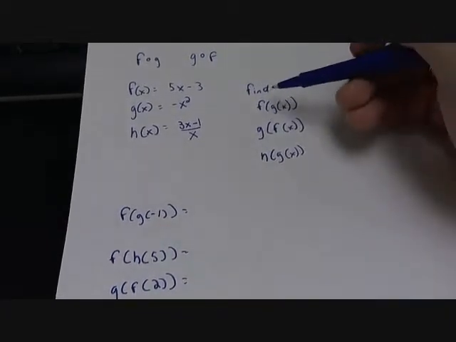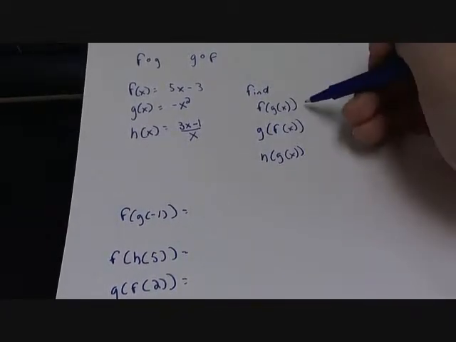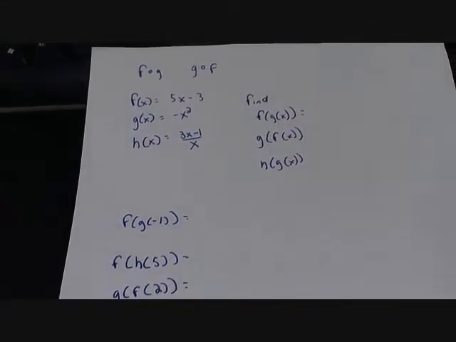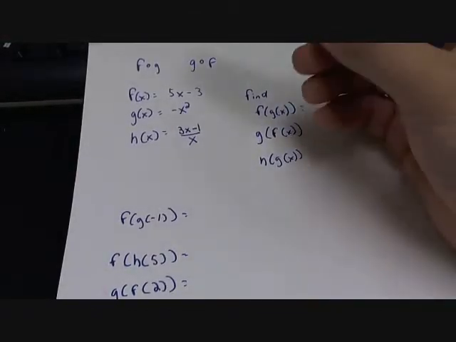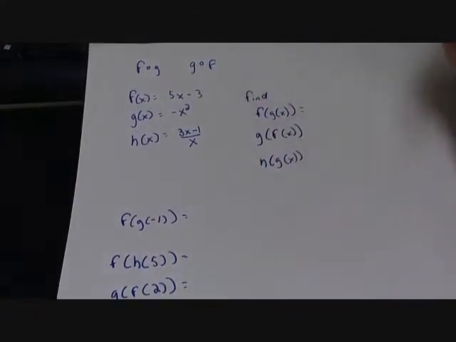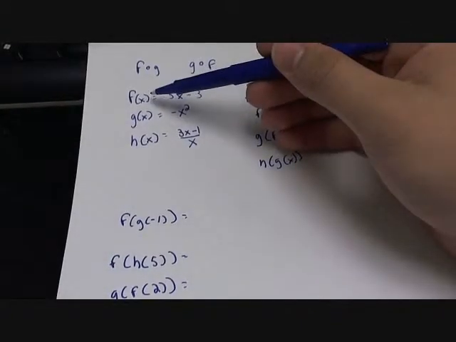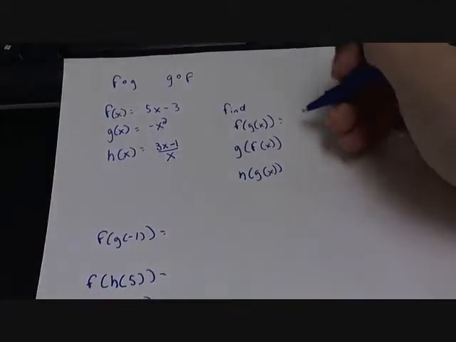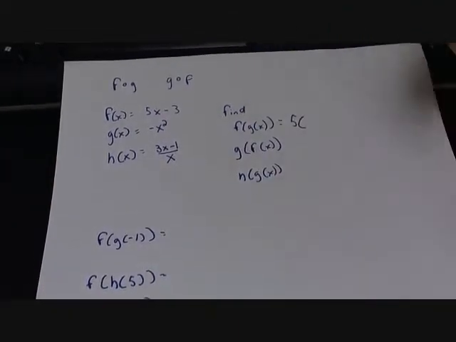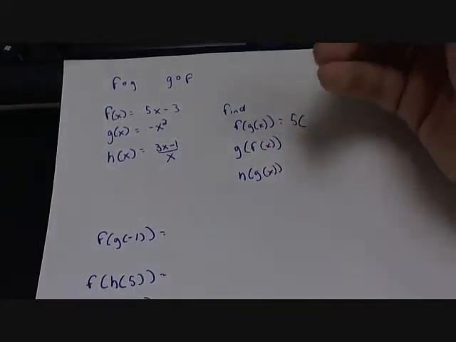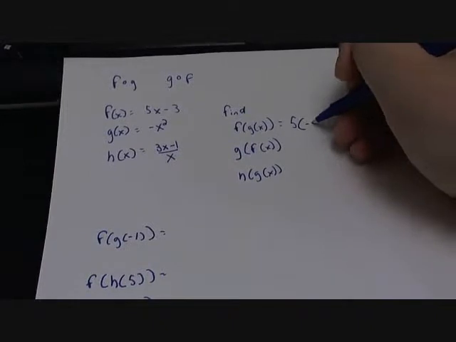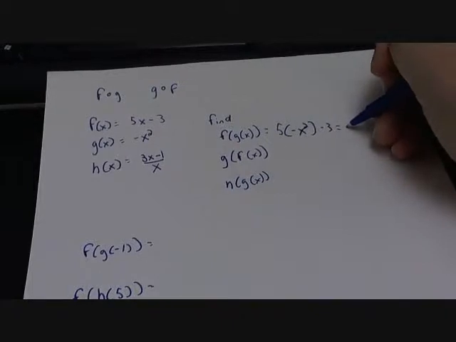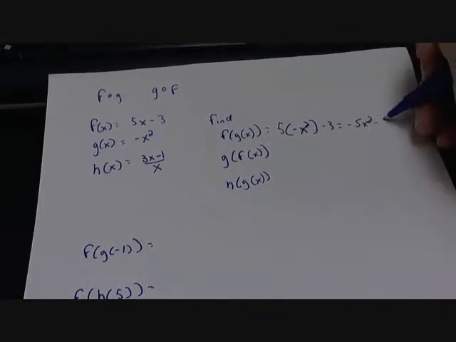So the first one is find f of g of x. So whenever it says f of x, remember when we say something like f of 3, we just plug in 3 for x. Essentially it's the same thing. So wherever it has x, we're going to plug in our g of x. So our f of x is 5 times x. Where there's an x, you plug in your g of x, which is negative x squared. It's 5 times negative x squared minus 3. Simplify everything out: negative 5x squared minus 3.